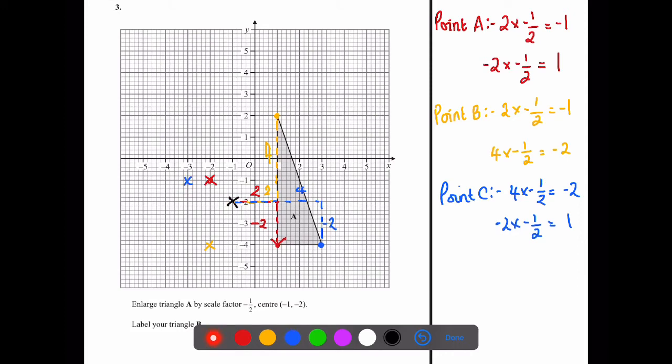Okay, and we can now just draw in, not very well, obviously, our new triangle.